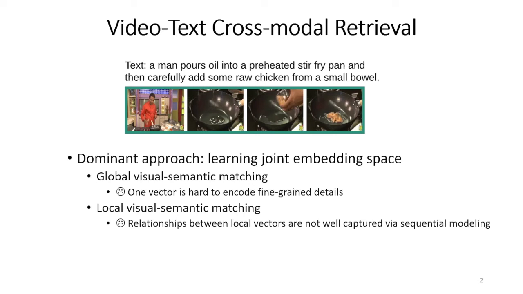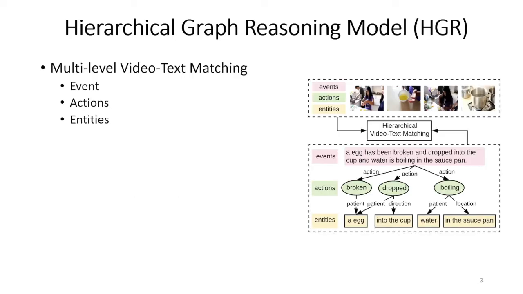However, in global match methods, it's usually hard to encode fine-grained details, while in local match methods, relationships between local vectors are not well captured. So in this work, we propose a hierarchical graph reasoning model. We decompose video text matching into 3 hierarchical levels for events, actions, and entities to capture global to local information.